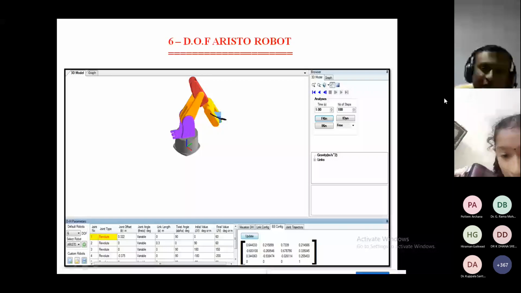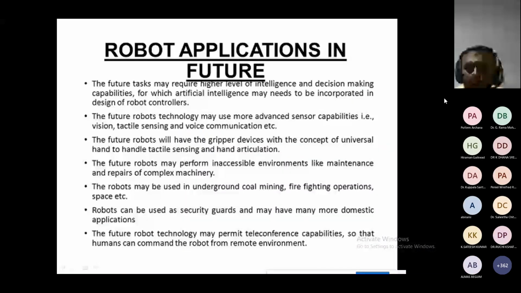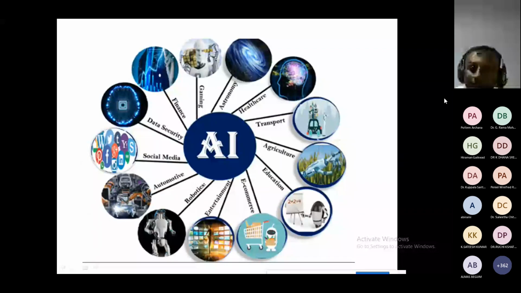So there are various applications that we observe day to day, and the most advantageous application nowadays is teleconference capability, which is the coming challenge for industrial people. Now coming to AI, artificial intelligence is the most powerful tool. Under that, we go for deep learning or machine learning, etc. These are individual tools, but artificial intelligence is the one technique.